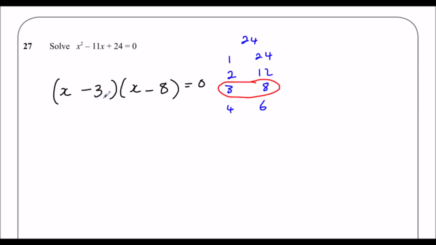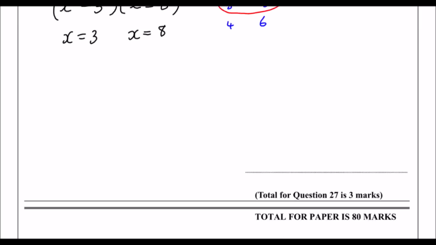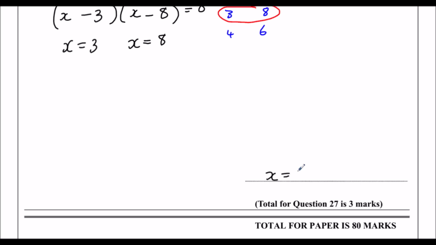So x minus 3 times x minus 8 is equal to 0. So either the first bracket is equal to 0, in which case x would have to be 3. 3 minus 3 is 0. Or the second bracket is 0. X is 8. 8 take away 8 is 0. So x is equal to 3 or x equals 8.